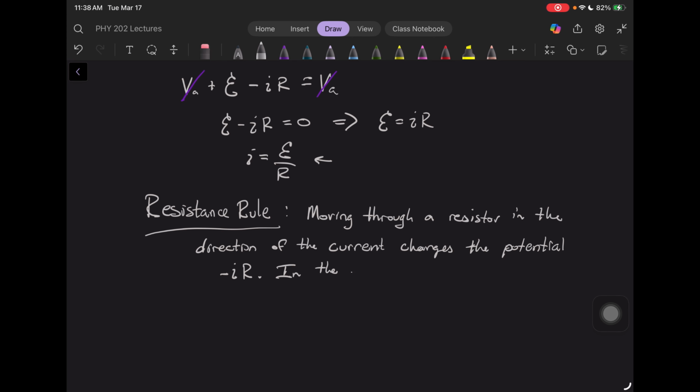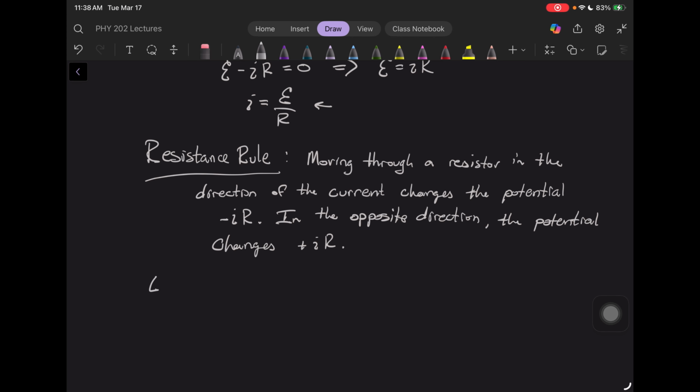In the opposite direction, the potential changes by positive IR, because if you're going the other way, you have to gain that potential back. You're starting at the state where the energy was dissipated, and then you're going back to where there's more energy.